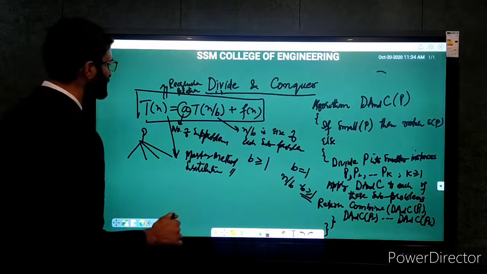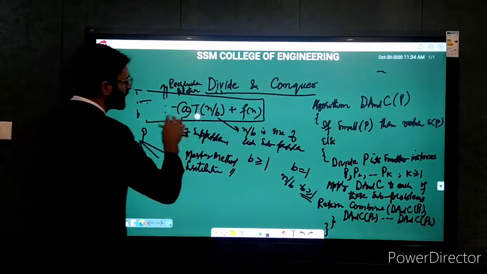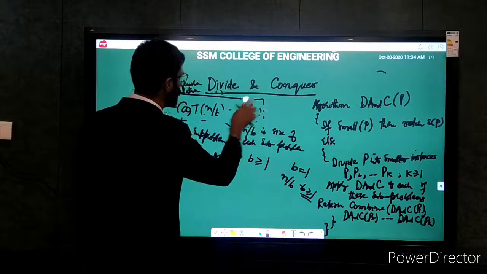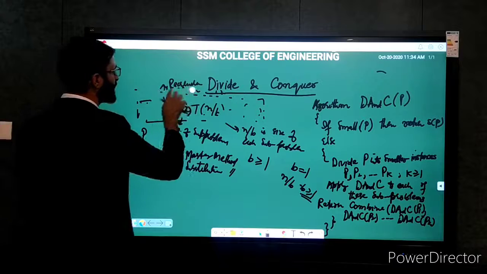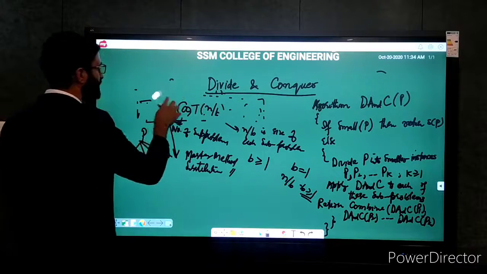Now we will discuss an example of this divide and conquer. That is, how do we detect a counterfeit coin? Suppose we are given a bag of items, bag of coins, and in that bag there is a counterfeit coin.